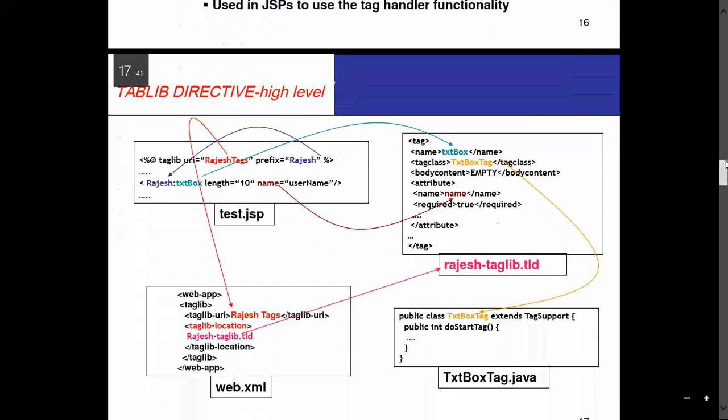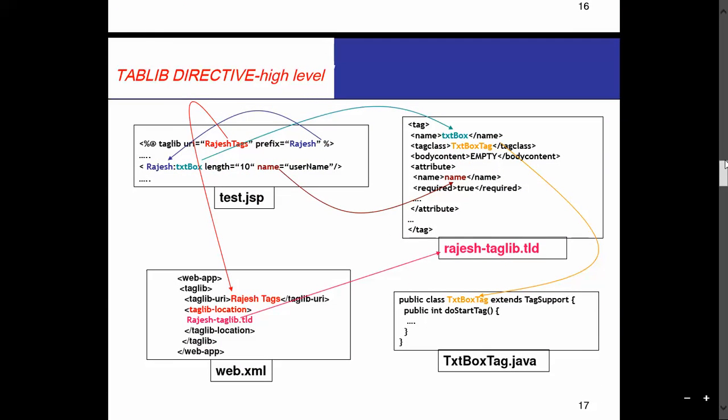Suppose I created a taglib directive where the taglib URI is equal to Rajesh tag, and I made the prefix equal to Rajesh. Okay. Now I want to use this taglib directive in my JSP page.